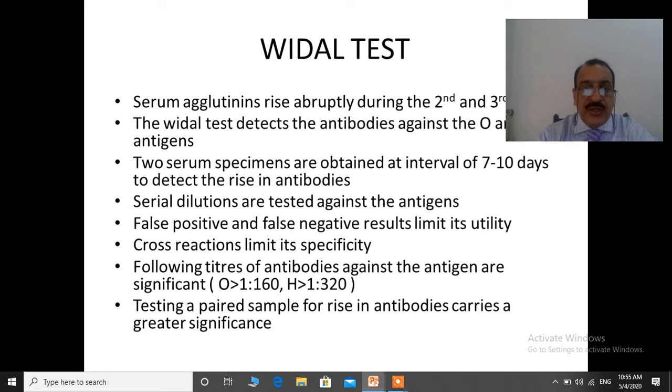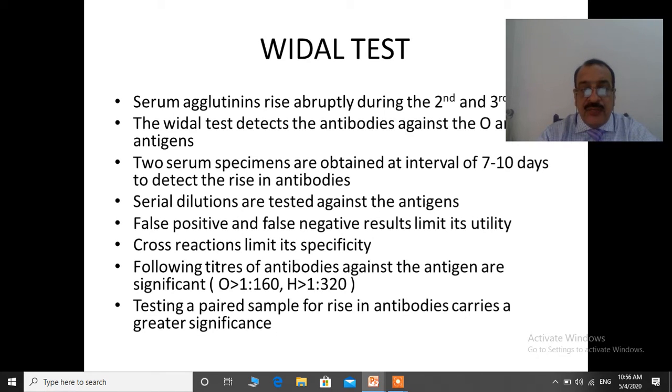The WIDAL test detects the antibodies against the O and H antigens of the organism. Two serum specimens are obtained at an interval of 7 to 10 days to detect the rise in the antibodies. The rising trend in the antibody titer is helpful in the diagnosis of typhoid fever. Serial dilutions are tested against the antigen.